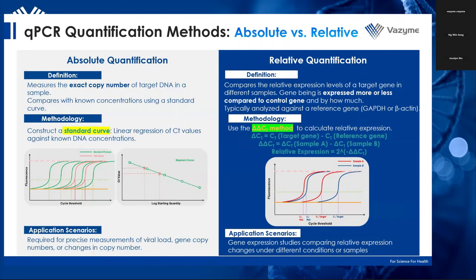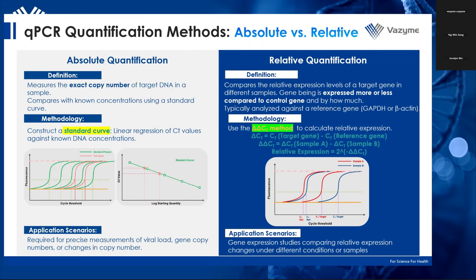Next, let's take a look at the difference between absolute and relative quantification. For absolute quantification, we will take the CT values generated from the qPCR run and measure them against a standard curve. So you will need a standard curve for your gene that you are studying. This one is usually more suitable for R&D work. When you want to measure the precise viral load, gene copy numbers, and changes in copy number, you will do absolute quantification.